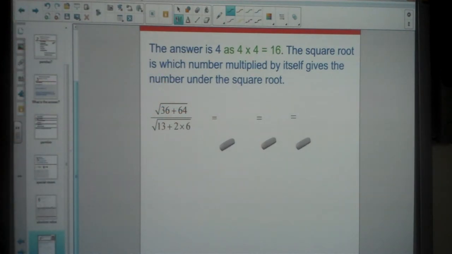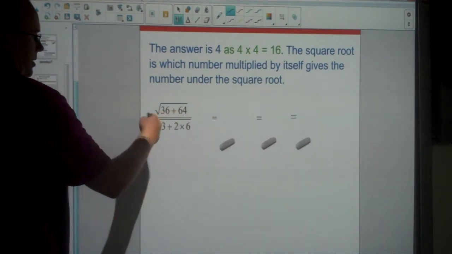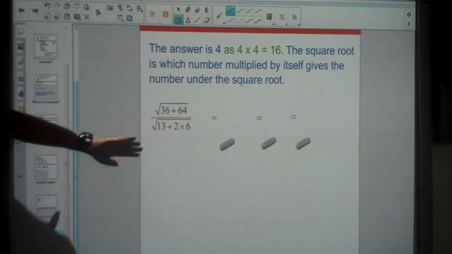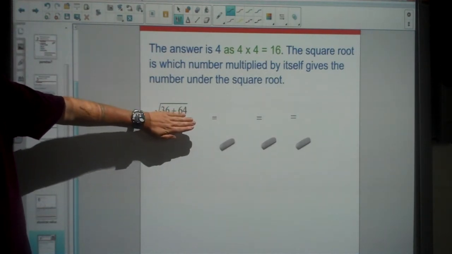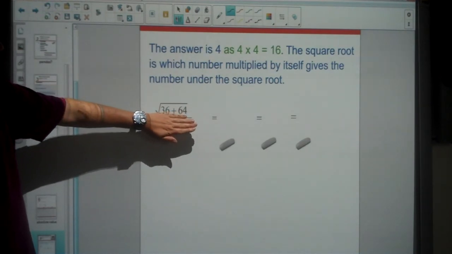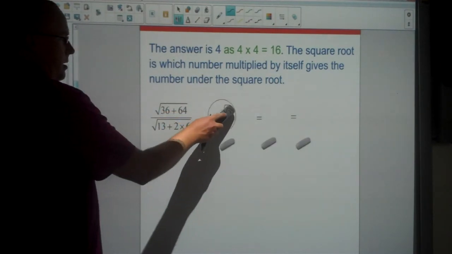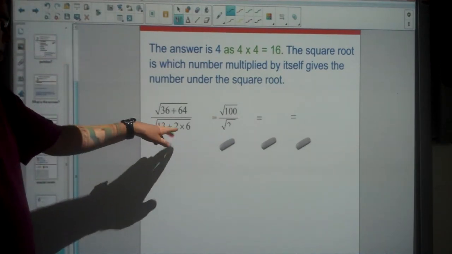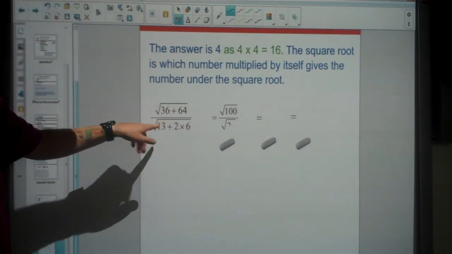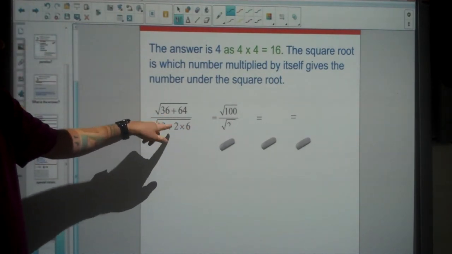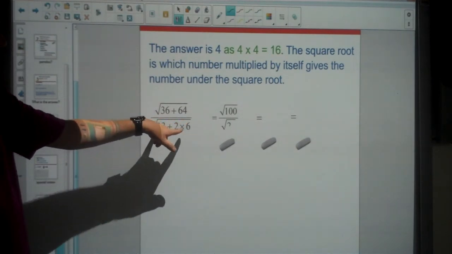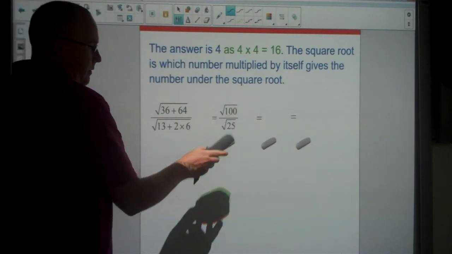So we're going to work out what's underneath the grouping, but we're going to split this into 2 because this is a fraction question as well. So first of all, we're going to do what's inside the square root, that's the grouping part. So 36 plus 64 is 100. And on the bottom here, we've got order of operations here as well, inside the square root, so multiplication before addition. So 2 times 6 is 12, and then 13 plus 12 is 25.